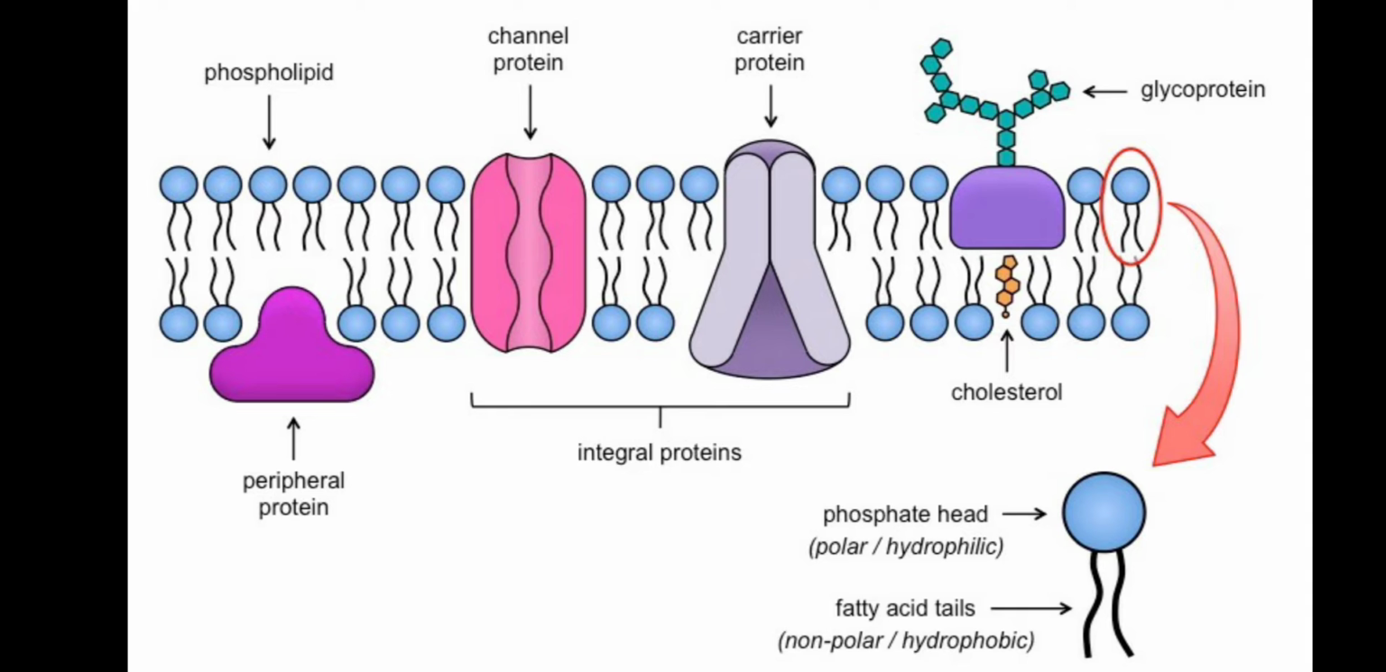Now, two types of protein are embedded in the lipid layer. One protein I have marked with this magenta color. This is the peripheral protein. Peripheral proteins are also known as extrinsic or external proteins, which are partially embedded in the lipid layer. They are in contact with one of the layers.